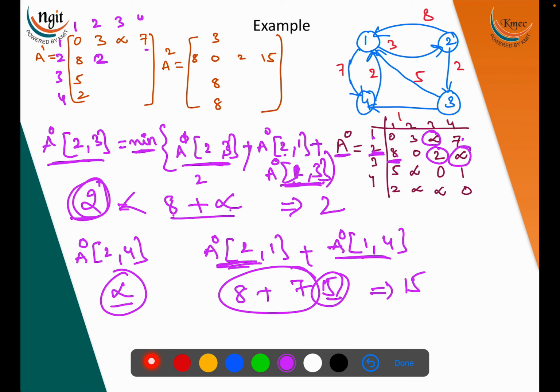2 comma 2 value is 0, right? So it is the value of 2 comma 3. 2 comma 3 is 2, and this is 15. Okay. Now the same procedure you have to apply for 3 comma 2.